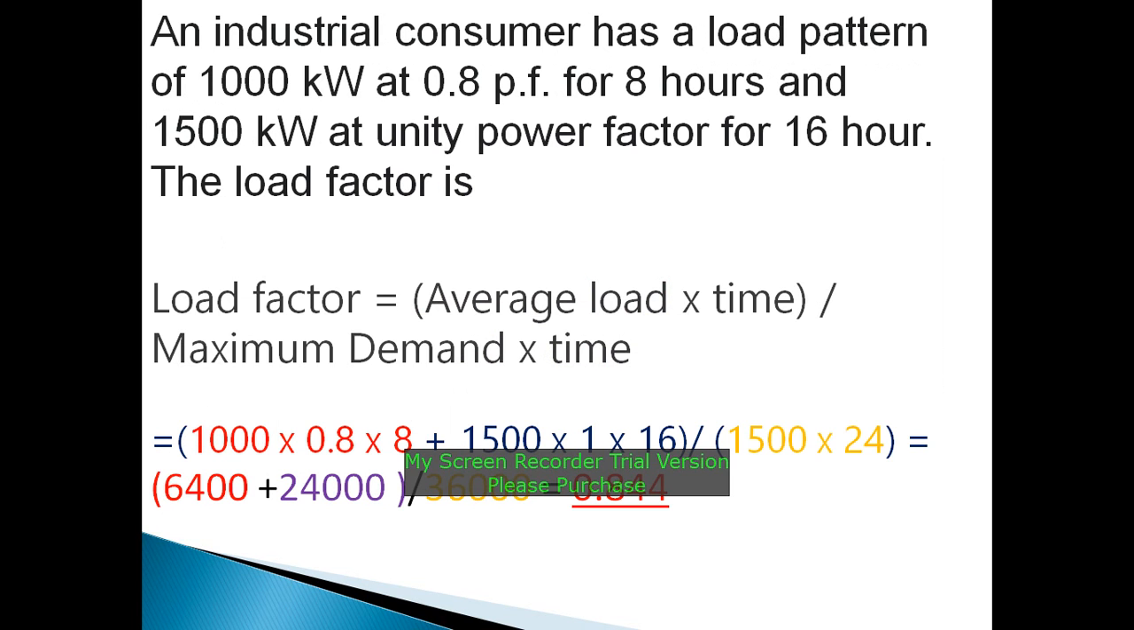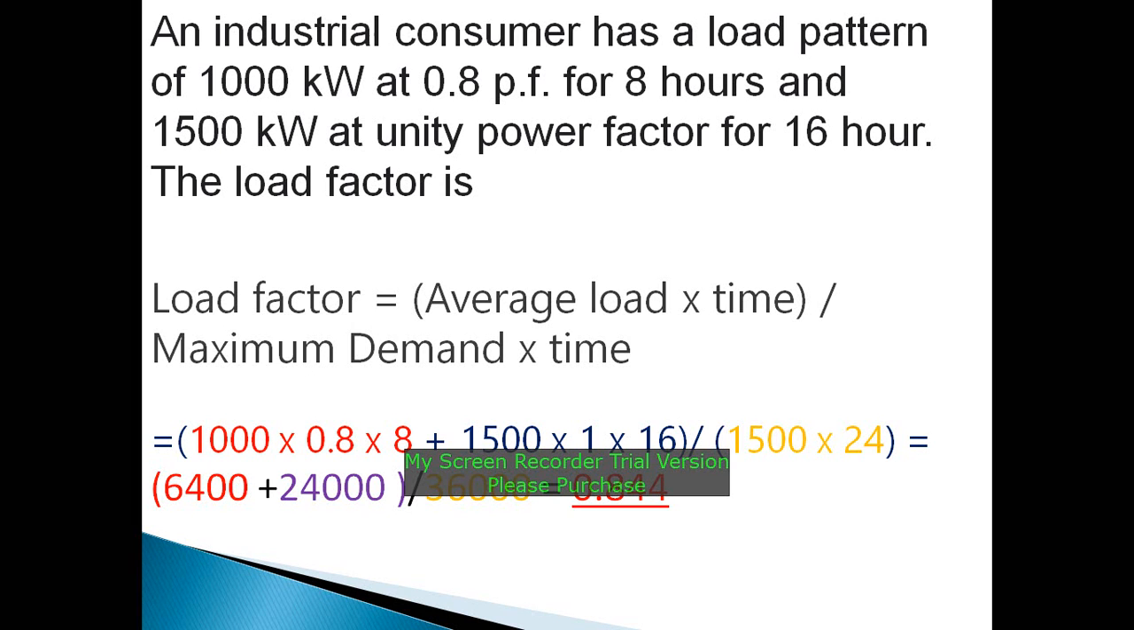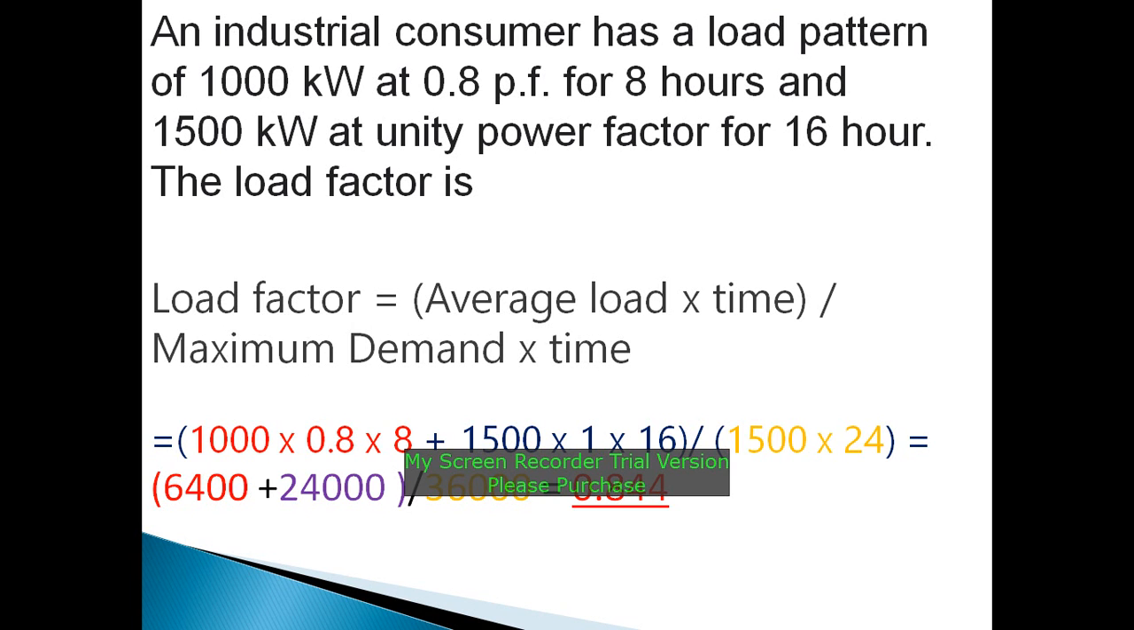Next, an industrial consumer has a load pattern of 1000 kilowatt at 0.8 power factor for 8 hours and 1500 kilowatt at unity power factor for 16 hours. The load factor is? Whenever the power factor is given, we have to multiply it with the load. The first one is 1000 kilowatt at 0.8, so 1000 into 0.8, the time is 8 hours. And the second power consumption is 1500 kilowatt into unity power factor 1 into 16 hours.